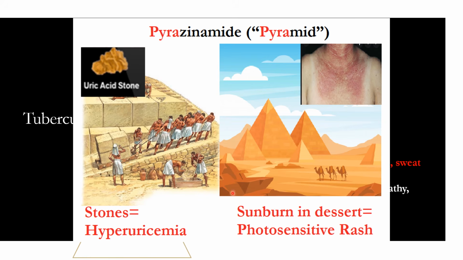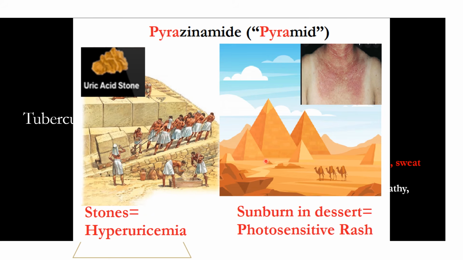Next, sunburn. Remember, the pyramids were built in the middle of the hot desert. All of these people in the hot desert, you think that none of them have a sunburn? I'm sure they all got sunburn. And that's important because another side effect of pyrazinamide is a photosensitive rash. So pyrazinamide, you can see the photosensitive rash here from pyrazinamide.